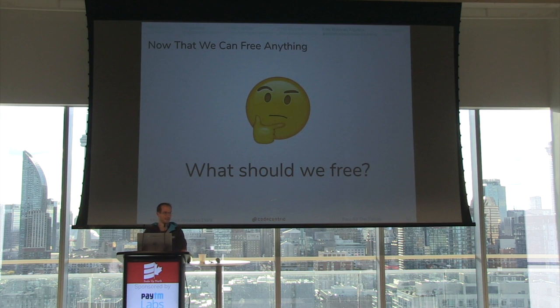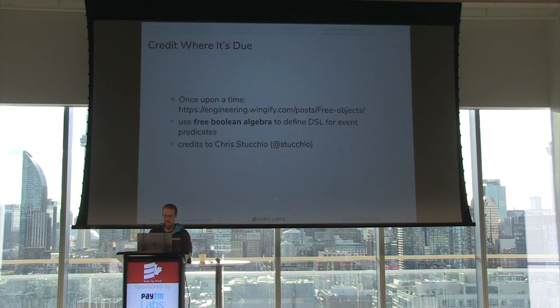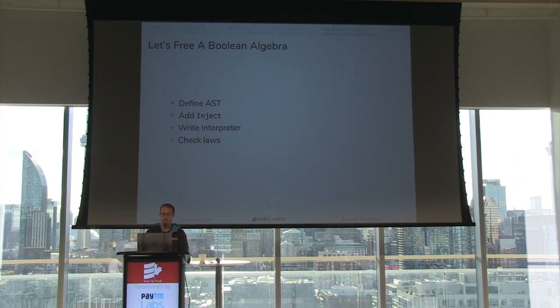Okay, great. Now that we can free basically anything with our technique, what should we free? We just need a new target. I recall that at some point in the past, I stumbled over a blog post by Chris Duque, which used a free Boolean algebra to define a DSL for event predicates, which was pretty cool. So why not free Boolean algebras? And our recipe again is our AST, then the inject case, we write an interpreter, and then we check the laws.